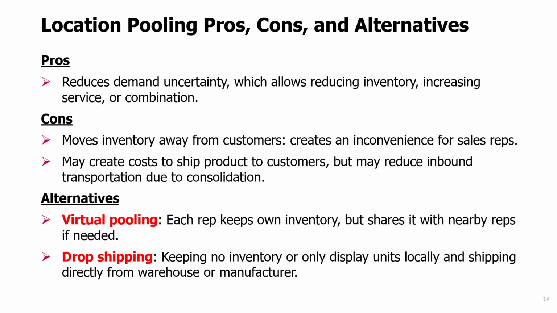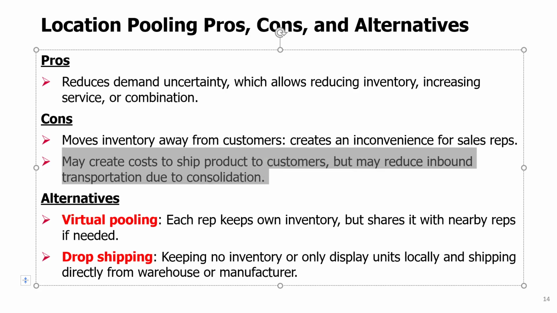So it creates some inconvenience for the sales representatives who have to satisfy the demand when they have to pick up units from that inventory. It also may create a cost to ship products to customers from this pooled inventory. However, notice that there could be a flip side, so it could actually be a pro. It may actually reduce the inbound transportation cost to that territory, pooled inventory for territories, because there could be some consolidation here. So larger quantities, there could be smaller cost per unit.